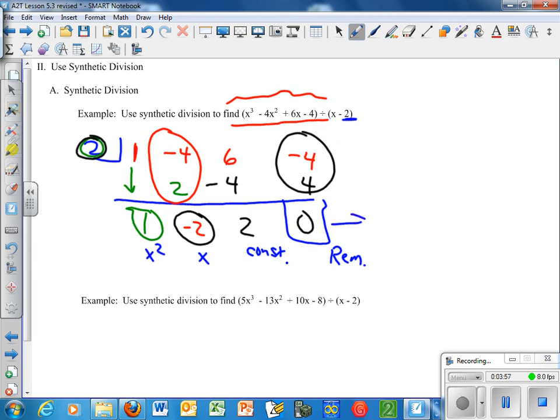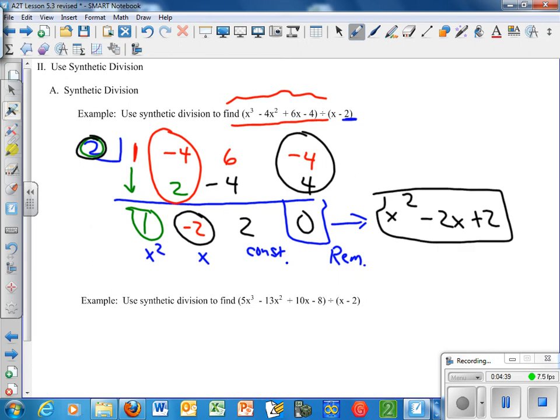So we're going to take this and write the answer to this problem. It's going to be 1x squared, or just x squared. Sorry about that. And then my next term is negative 2x, and then my constant is plus 2. This one does not have a remainder, so we can stop there at our constant. That's what we get when we divide.